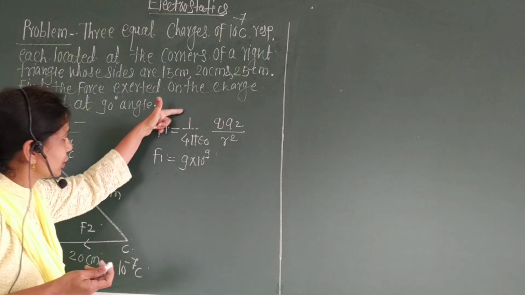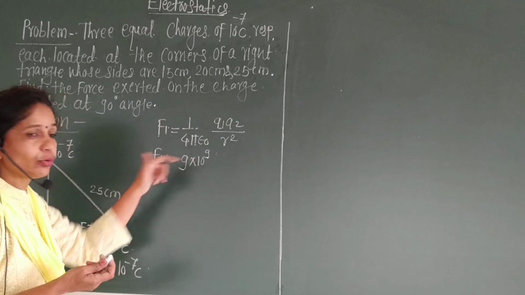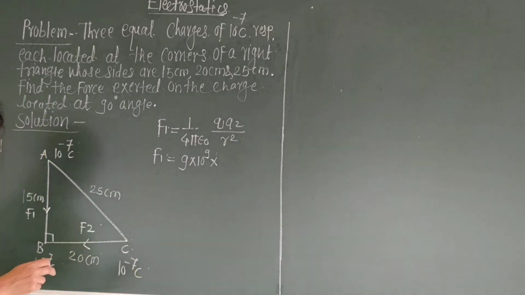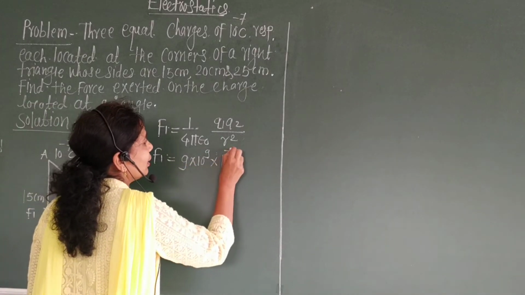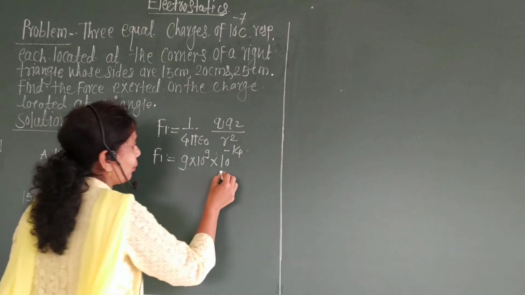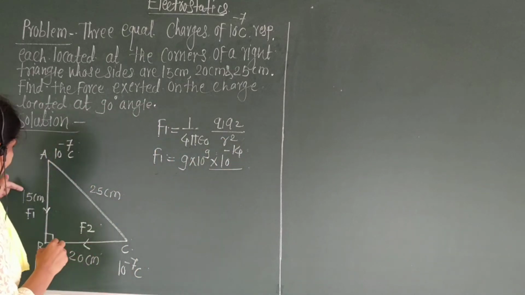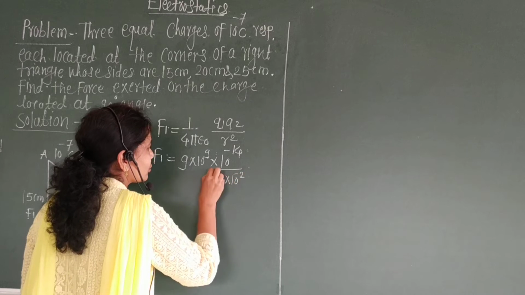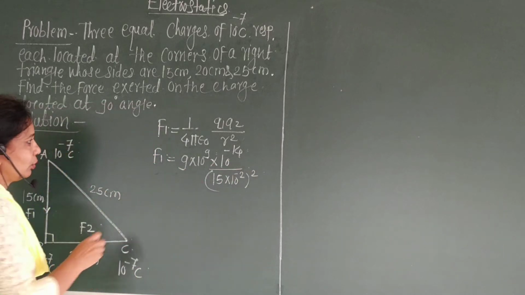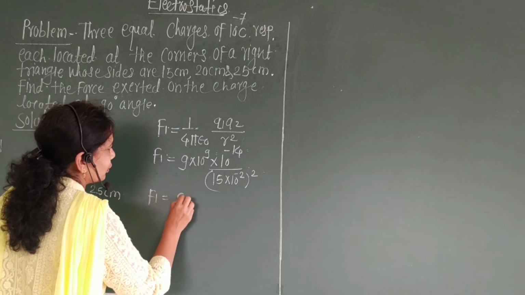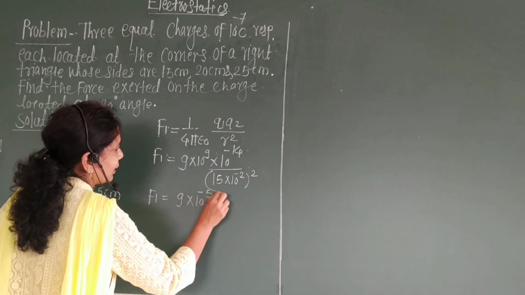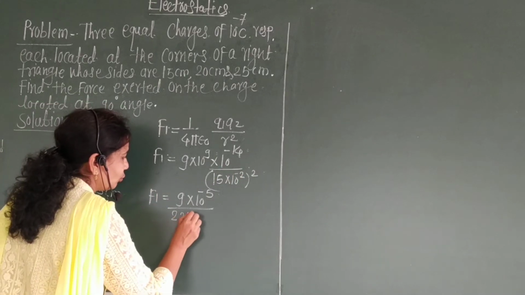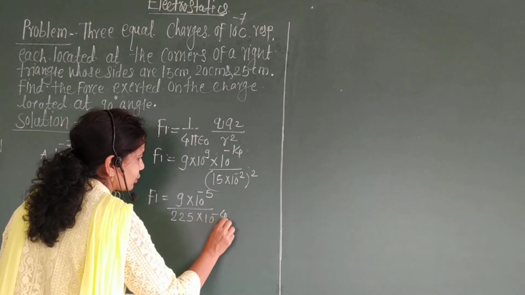If you put this substitution, then you get 1 upon 4 pi epsilon 0 is 9 into 10 raised to 9, into Q1, 10 raised to minus 7, and Q2, 10 raised to minus 7. Therefore, it becomes 10 raised to minus 14 upon R square. R is 15 centimeter, therefore (15 into 10 raised to minus 2) bracket square. Therefore, F1 is equal to 9 into 10 raised to minus 5 upon 15 square, which is 225 into 10 raised to minus 4.